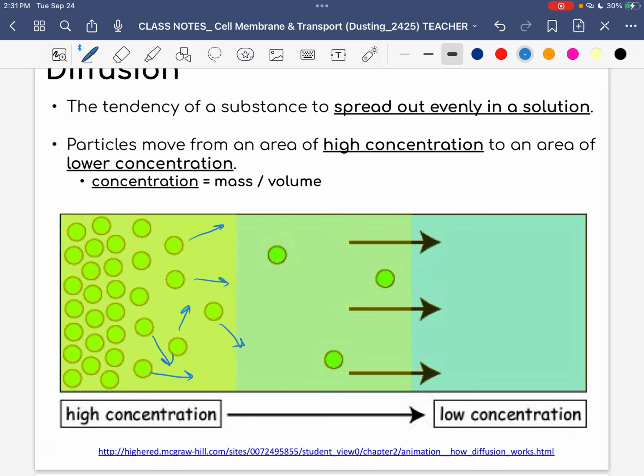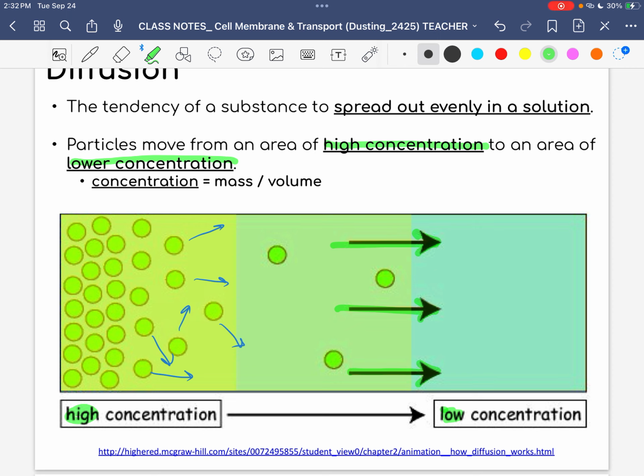And eventually you'll get an equal concentration, an equal spacing of those molecules, so an equal concentration all around. And so what we say is that molecules move from an area of high concentration, over here, this is the high concentration side, to an area of lower concentration, and this is the low concentration side. So the tendency of the movement of particles is to move in this direction here, right? Molecules are going to move in this direction from left to right.